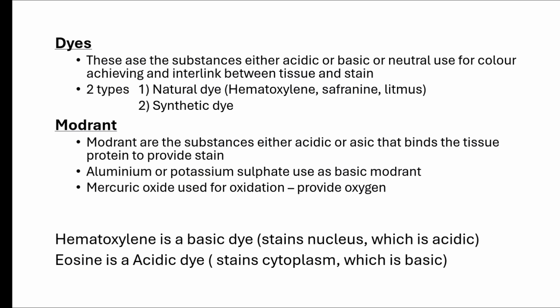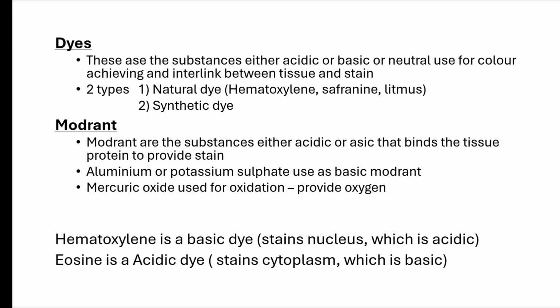These are the substances, either acidic, basic or neutral, used for achieving color and interlinking between the tissue and the stain. Dyes are of two types: natural dye and synthetic dye. Under natural dye there are hematoxylin, safranin and litmus. And mordants are the substances, either acidic or basic, that bind the tissue protein to provide the stain.